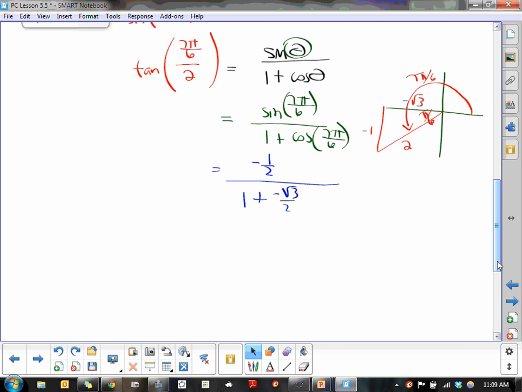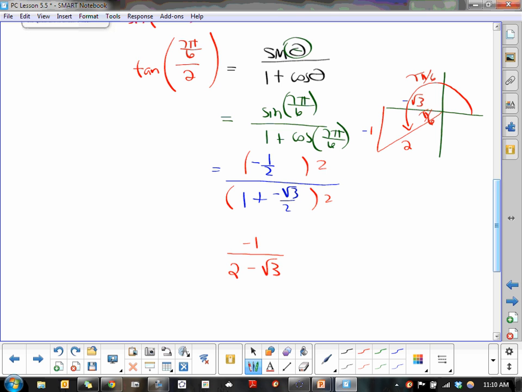Okay, so we have to clear some fractions here. What would be a decent thing to multiply top and bottom by? How about multiply by 2? Let's clear some of those fractions. If I multiply by 2, this becomes just a negative 1 over 2 minus square root of 3.